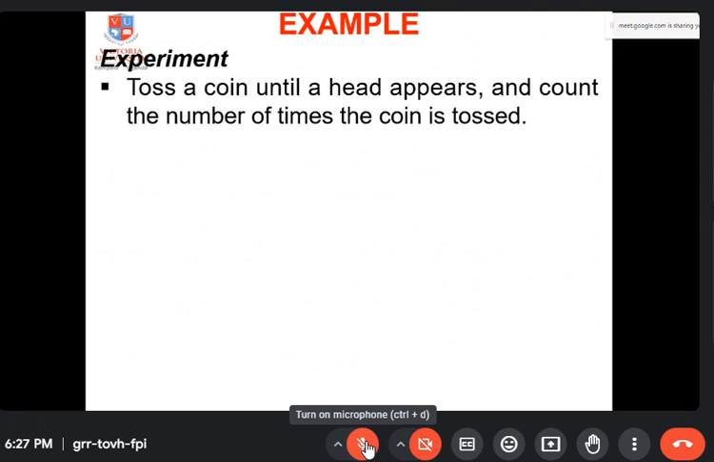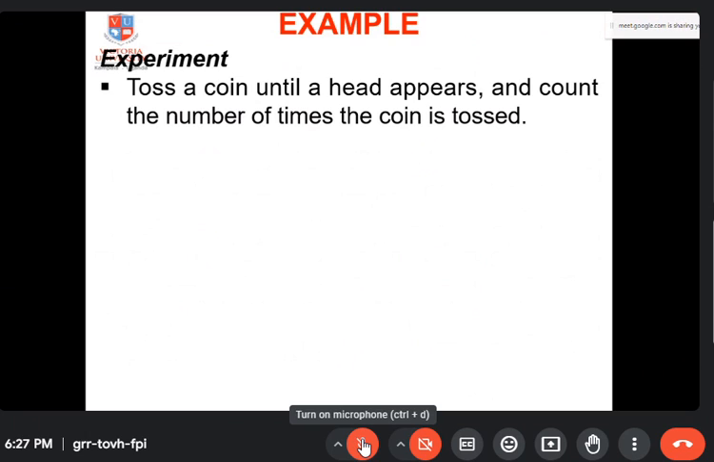So now there are 2 times. How? Because a coin has two sides. You either get a head or a tail. Yeah, but what we are saying here is how many times do you have to toss before getting a head?